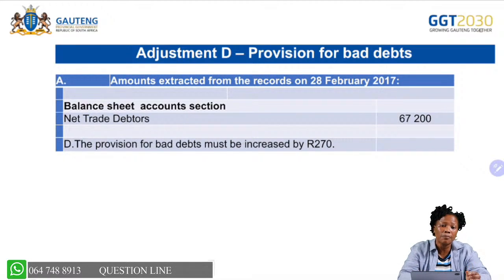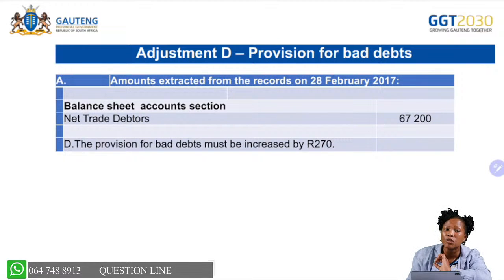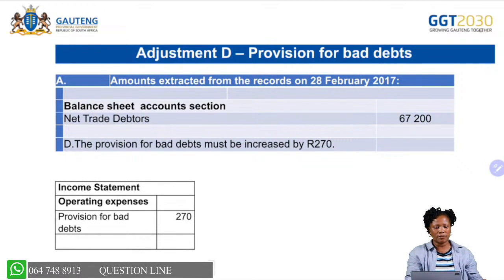But with this activity, because the examiner has clearly pointed out that it is net trade debtors, you need to take into consideration that there are figures that were already taken out. So this is how we're going to disclose it: provision for bad debts in our income statement, because it must be increased.